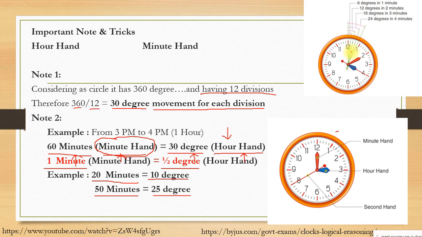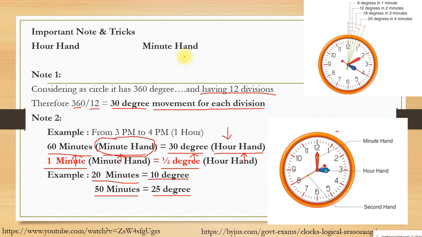So here I have given the representation of a clock. You can see here each minute, 1 minute is equal to 6 degrees, 2 minutes is equal to 12 degrees, 3 minutes is equal to 18 degrees, 4 minutes equal to 24 degrees, and obviously we know that from 12 to 1, which is nothing but 1 division, or we can call it 5 minutes, is exactly 30 degrees.